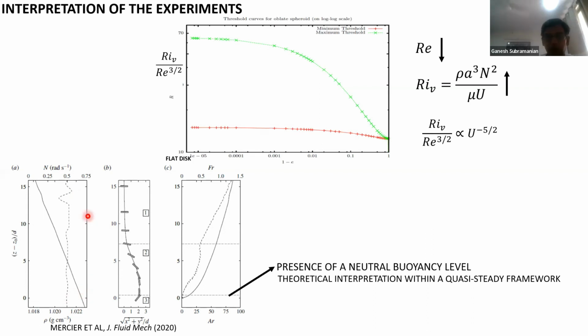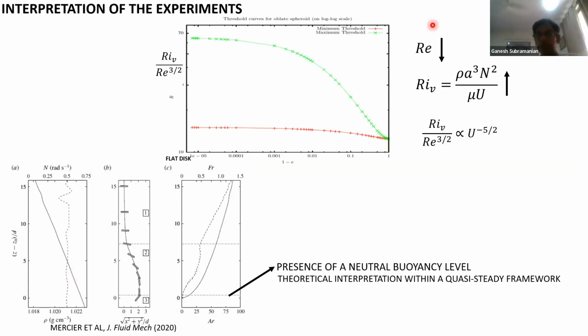Therefore, what happens with time in the experiments is that the velocity decreases. The settling velocity will gradually decrease as it approaches the neutral buoyancy level. And in the weak inertia stratification limit, we can think of it as an overdamped approach. So there are not going to be any oscillations.